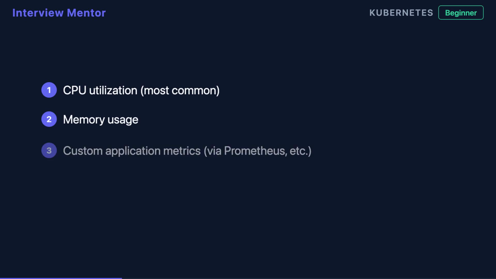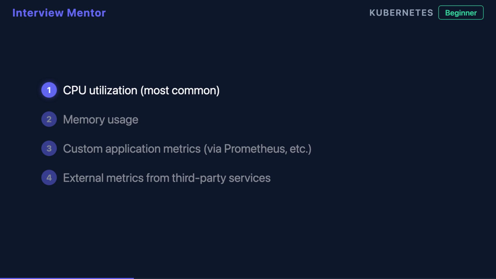HPA commonly uses CPU utilization and memory as scaling metrics. These are built-in metrics that Kubernetes exposes through the metrics server. You can also use custom metrics from your application or external metrics from services like Prometheus.